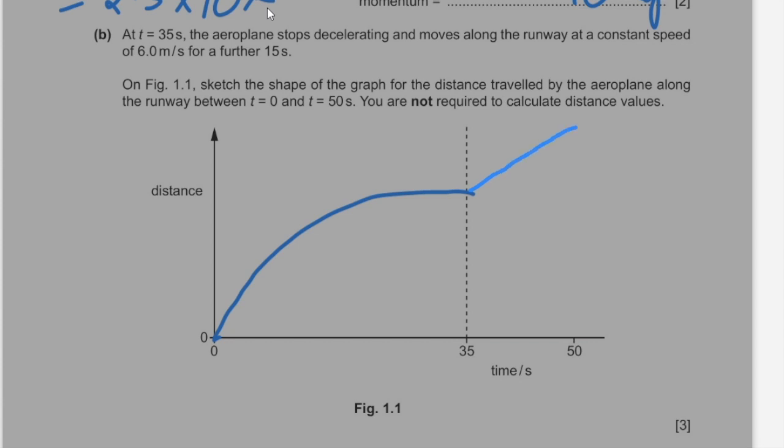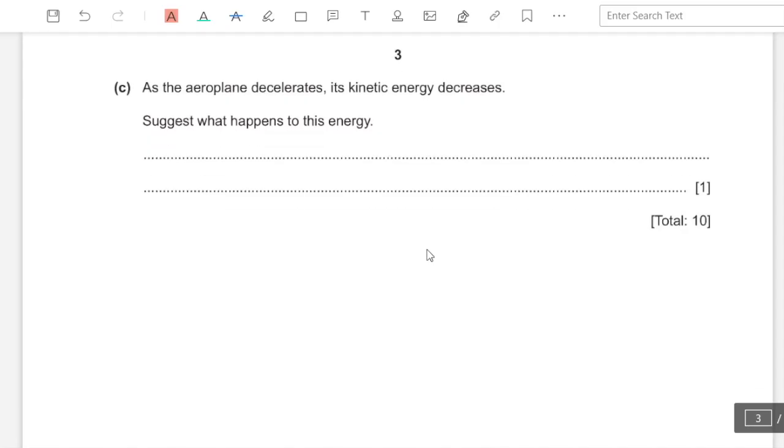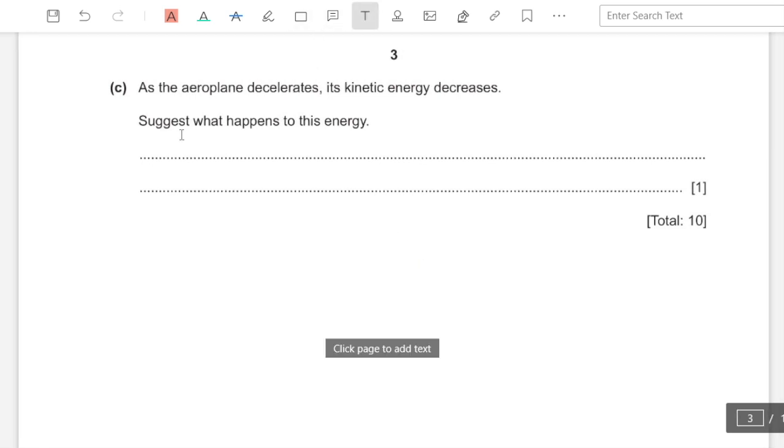and that's it. C. As the aeroplane decelerates, its kinetic energy decreases. Suggest what happens to the energy. So I'd say it's converted to thermal energy.